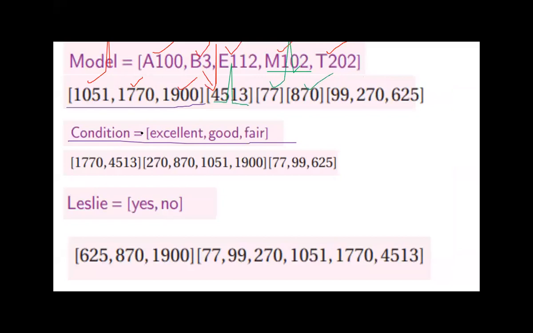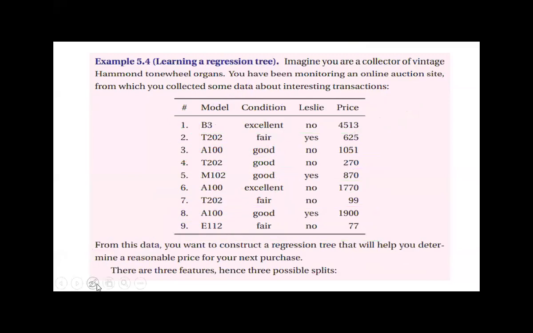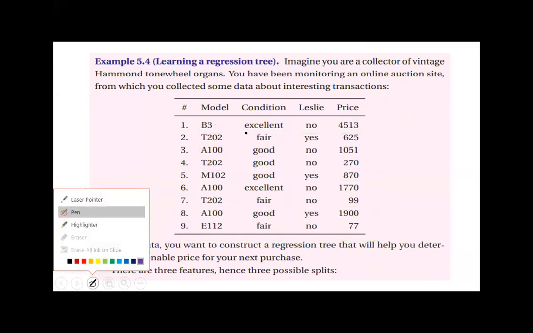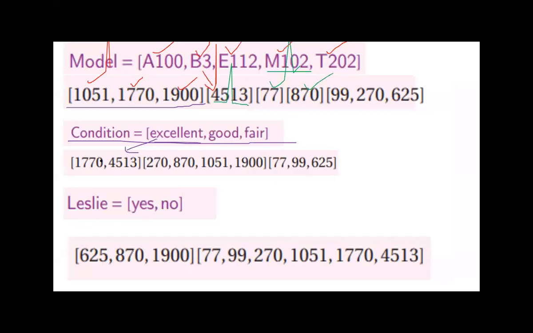So what are the excellent targets? This is excellent, my dear friends. So its value is 4513. Another one is 1770. So that is 1770 and 4513.